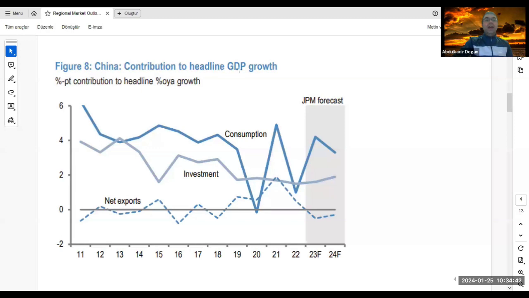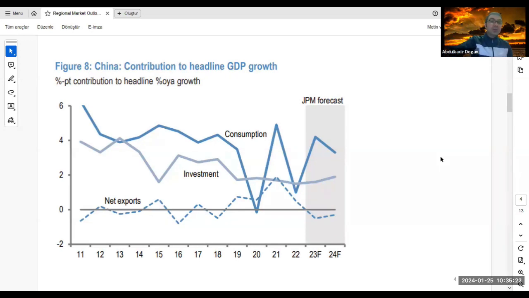This is the contribution to the headline GDP growth in China, the percentage point contribution to the headline percentage of GDP growth. As you see, the dark blue line is consumption, and because of the incentives in the economy in China, consumption is increasing. But the worst case for us, the most problematic case, is net exports, this dashed line. China is an exporting country. China is a production country. China is producing for all of us.